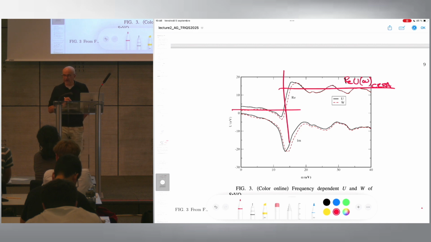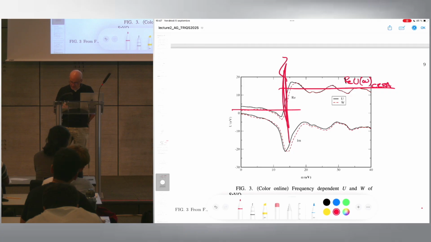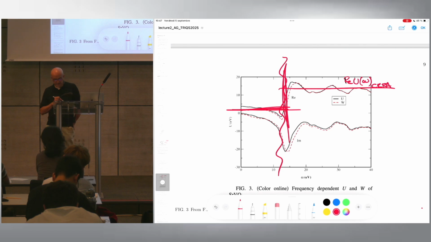This is an unscreened value at high frequency, which is of the order of 15 eV. Here obviously must be the plasmon frequency. There is not a single plasmon because it's a multiband system, but there is roughly speaking a plasmon around 12 eV or something like this. And there is a screened value of U here, which is anywhere around 3 or 4 electron volts. So this is nice. This gives you a relatively cheap way of estimating the effect of screening and an initial guess for U.